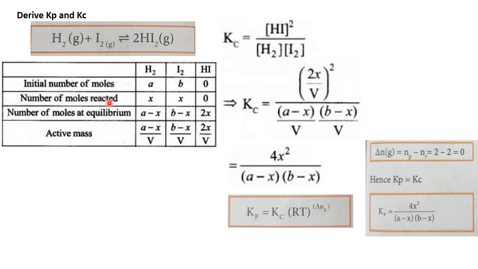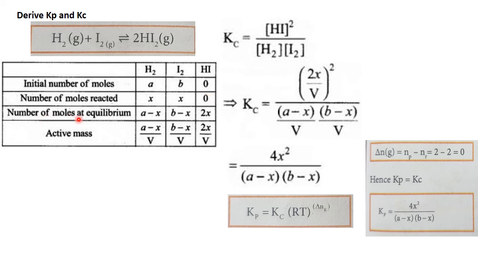Then the number of moles reacted. From the A moles of hydrogen only X moles are reacting, because it is an equilibrium reaction and does not go to completion. A will not react completely. So from this A only X moles are reacting, and from this B also X moles are reacting. The product is not yet formed, so the product side is 0. Did you understand? Initial A, B, and here for the product put 0. X moles are reacting, because there is only one mole here and one mole here, so X moles here means X moles here. Here products are not formed, 0.